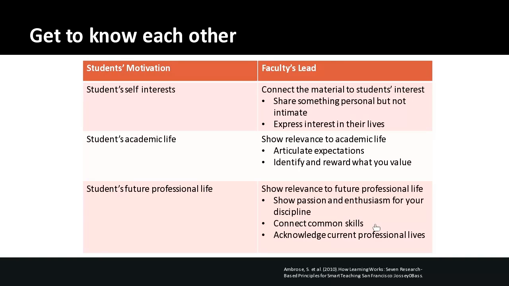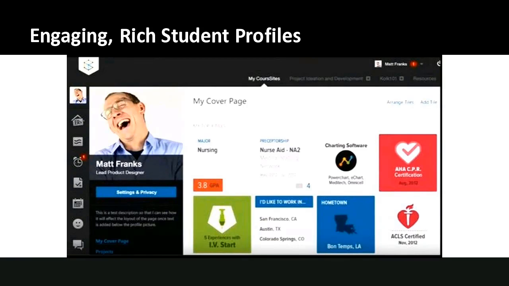Also acknowledge their current professional lives. So if there's any way that you can help them connect to what they're doing in their professional lives, just do that, and also acknowledge that they have other responsibilities going on right now. And it may add some flavor, some richness to the course, especially if somebody can really connect their professional lives to what you're doing in the course, that's actually going to benefit all of the students.